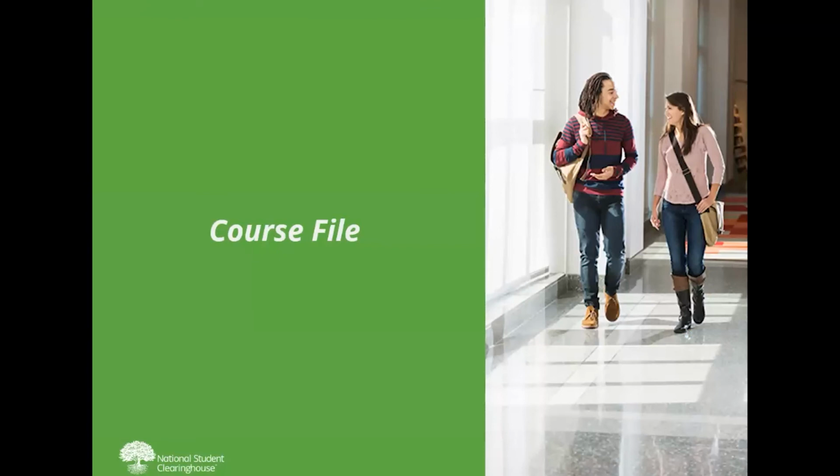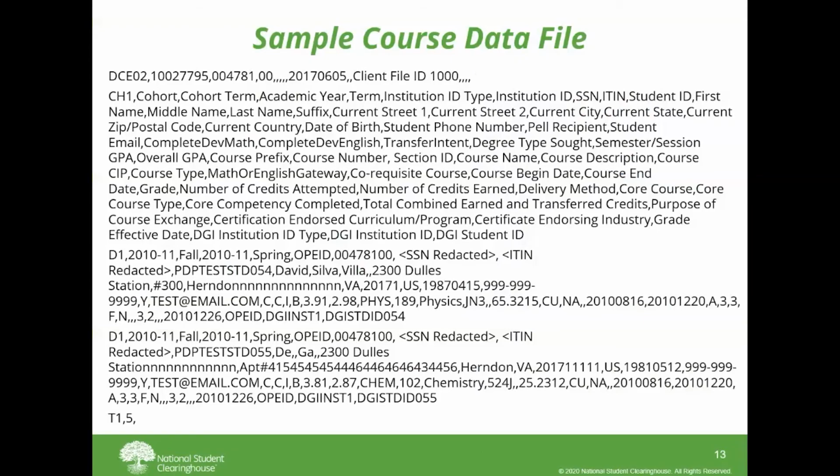Now let's work through an example of the course file layout. The header record in the course file is the same as the header record in the cohort file. The only difference is in the record type field. Here you must populate the field with DCE02 to indicate the file type as the course file.